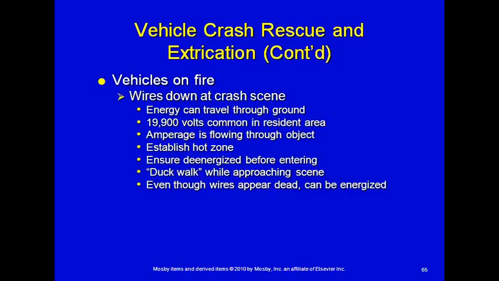Wires that are down, we already mentioned that already, but energy can travel through the ground. 19,900 volts is common in a residential area. The amperage is flowing through the object, and so amperage is what we look at most. If it's over a certain amperage, it's likely to be more damaging than volts. So amps is what we look at for damage more so than volts. You want to establish your hot zone. You want to ensure that you've de-energized the electrical down power line before entering.